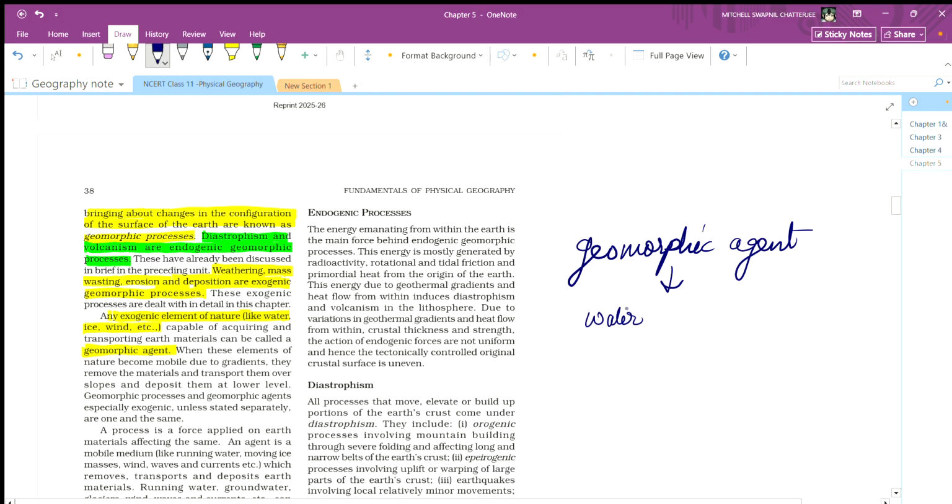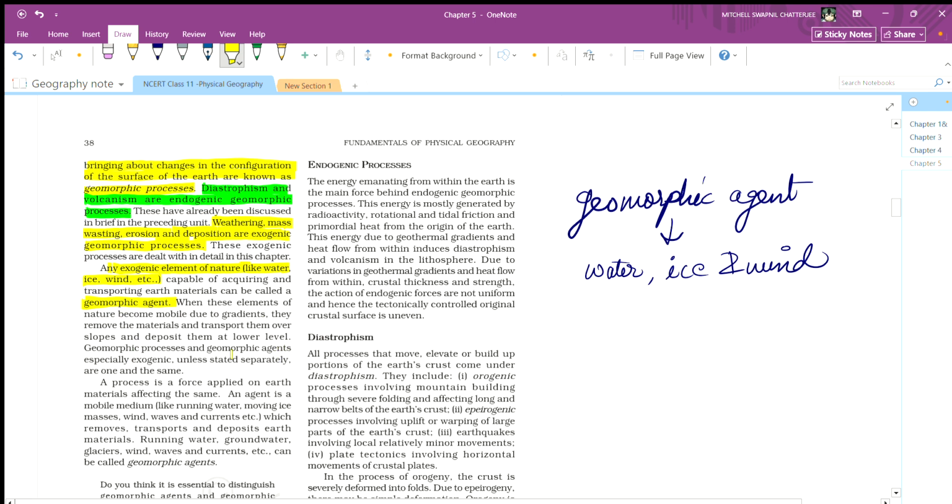Water, ice, when this element of nature becomes mobile due to gradient, they move the material and transport it over the slope and deposit it at the lowest level, due to gravitation.